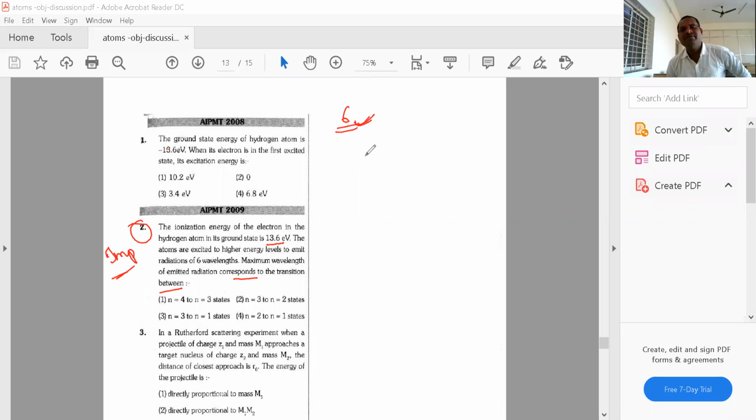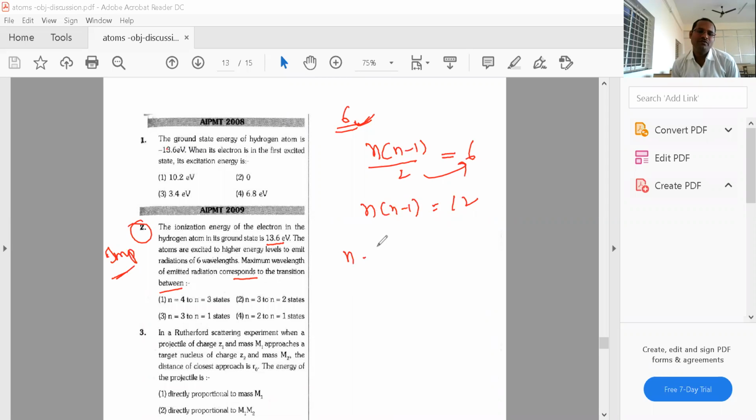6. We know the number of different wavelengths emitted formula is n into n minus 1 by 2. So this is equal to 6, given. Multiplying by 2, n into n minus 1 is equal to 12. So definitely n should be 4. Calculate: 4 into 4 minus 1 is 4 into 3, which is equal to 12. That means n should be equal to 4.